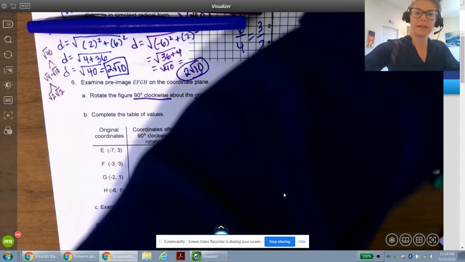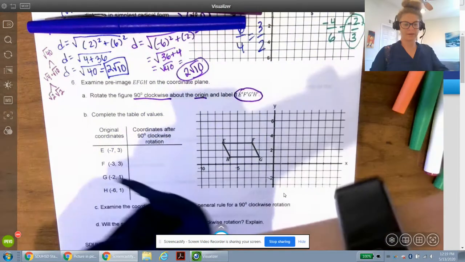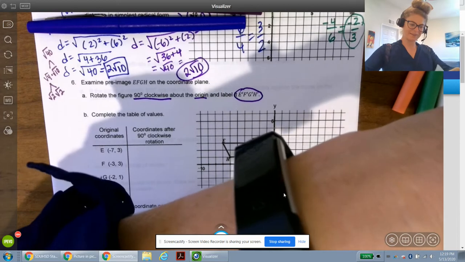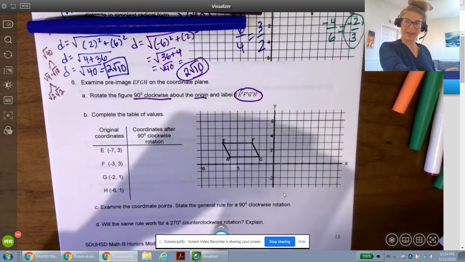So maybe we might need a new piece of paper. Maybe you can still reuse yours. Really impressive if you can. That's great.